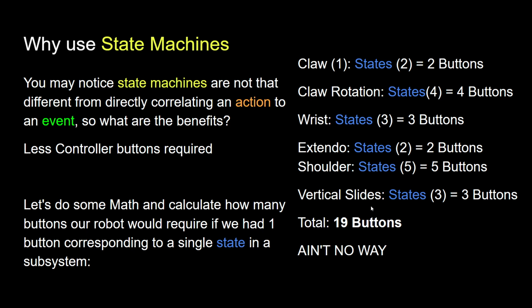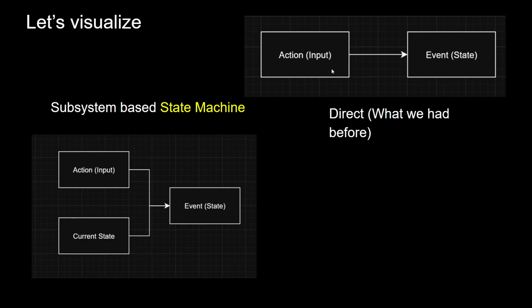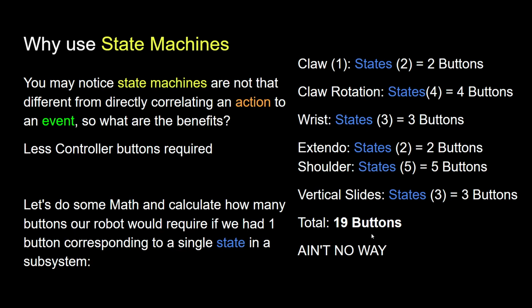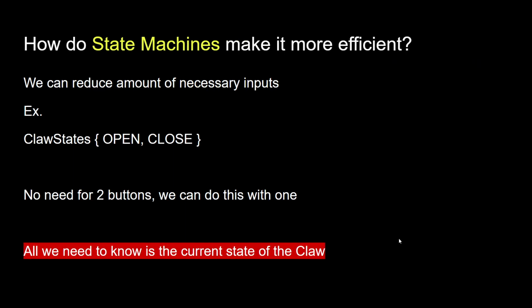So I did some math to figure out how many buttons we would need doing it this way, just one button for one state, pretty much, and it would be 19 buttons. So it's not very efficient, especially as the more complicated your robot is, the more states there are. So doing one button per state is just not the way to do it. To reduce this, we just have to lower the amount of buttons we need.